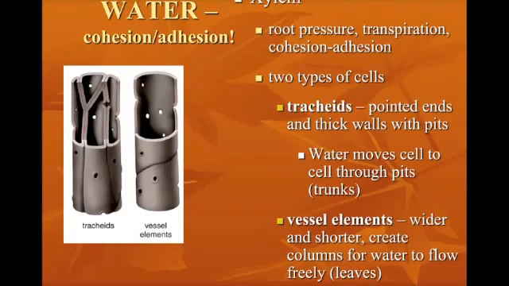So the first type of transport tissue that we're going to discuss is xylem. Xylem moves water, as said before, and it uses root pressure, transpiration, and cohesion adhesion in order to do this. So basically the roots fill up with water, and that gives a little pressure to push the water up a little. Transpiration at the top, if you remember the water cycle, transpiration is evaporation of water out of the plant.